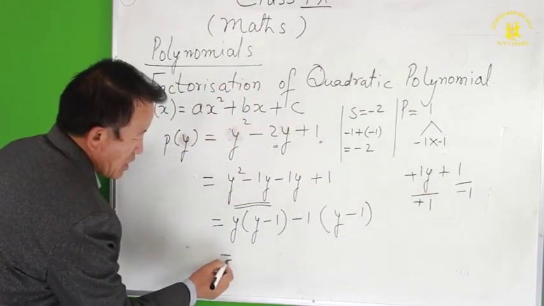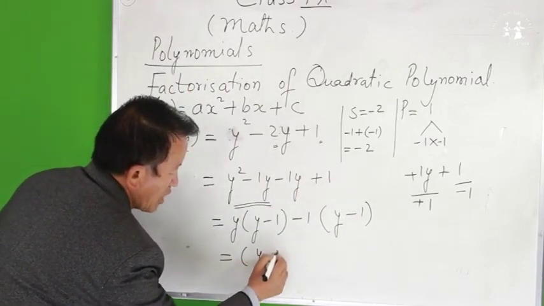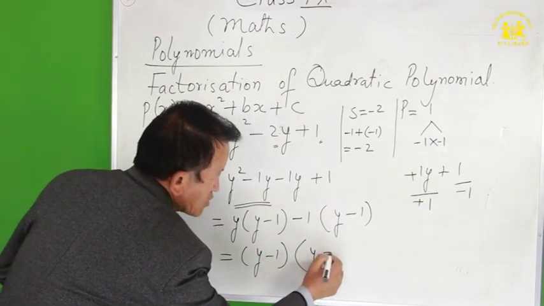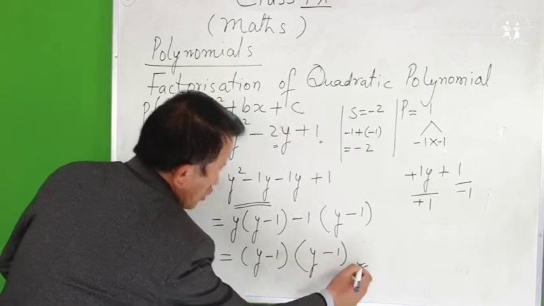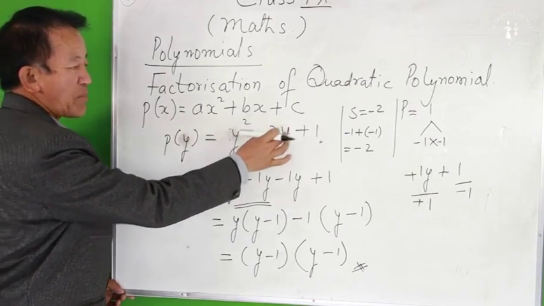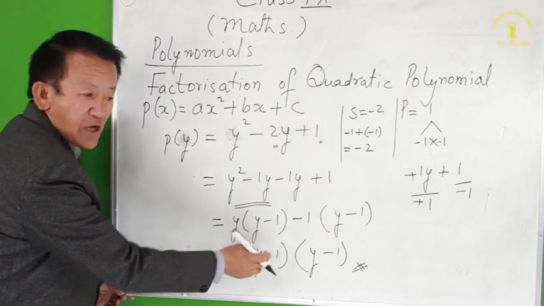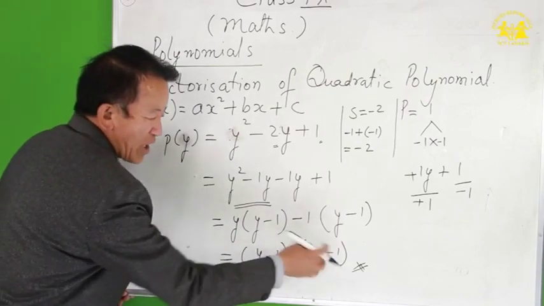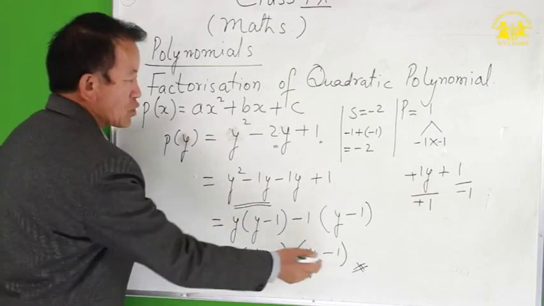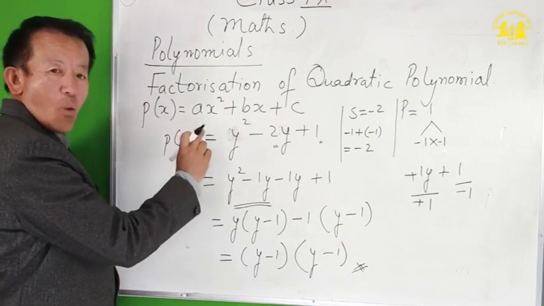Okay, now see. Terms inside the brackets are the same. So y minus 1 will be common. What will be left? y will be left from this, and minus 1 will be left from this. So the factors of y squared minus 2y plus 1 are y minus 1 and y minus 1, which is the same as y minus 1 whole squared. So these two are the factors of the polynomial p(y).